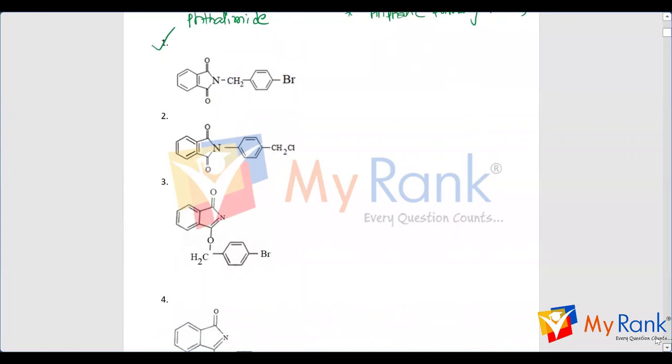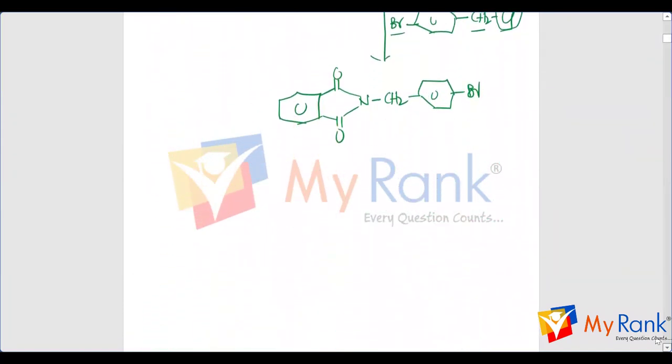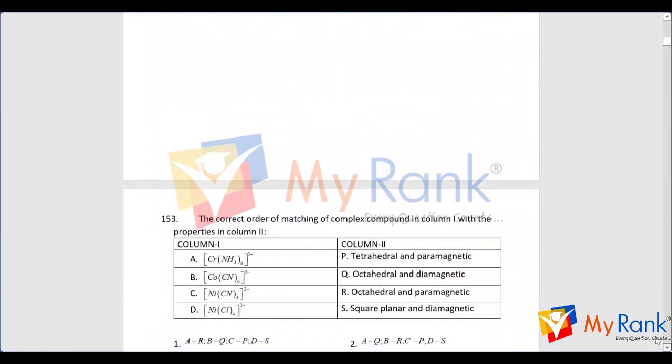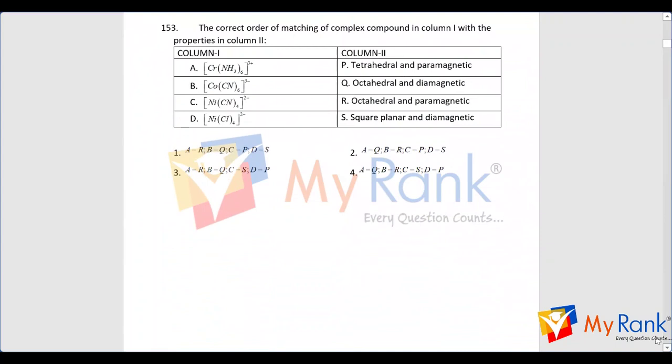And next one, question number 153. The correct order of matching of complex compounds in column 1 with the properties in column 2. The first one, A, is given as [Cr(NH3)6]3+. Here the oxidation state of chromium is plus 3.